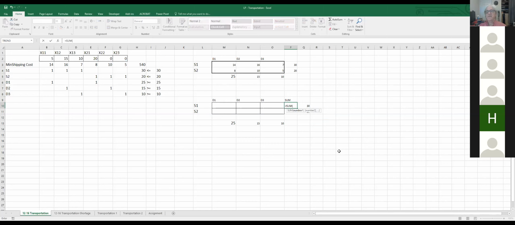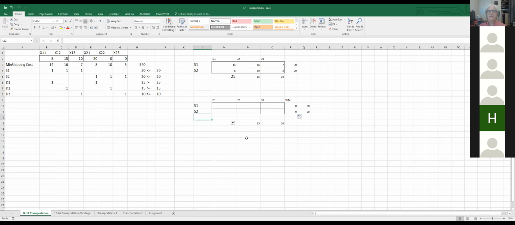That's what I'm entering now here. Sum, open parentheses, and highlight the first row. This means that I added x11 plus x12 plus x13. So instead of putting it here, I just put it here as an Excel function and copy it down here, because now I have to add the other 2 for source number 2. Then I'll create a constraint with these.